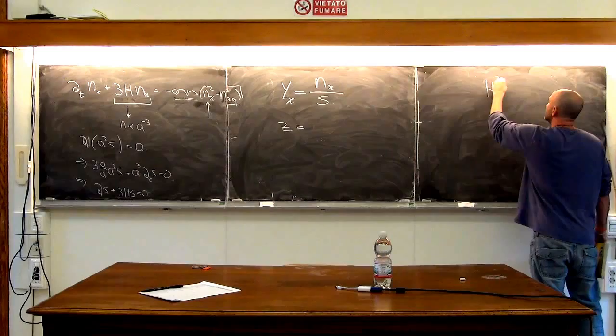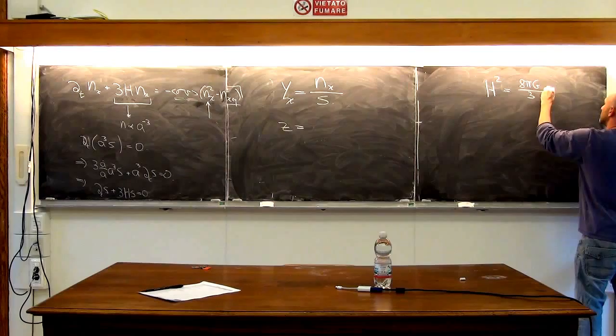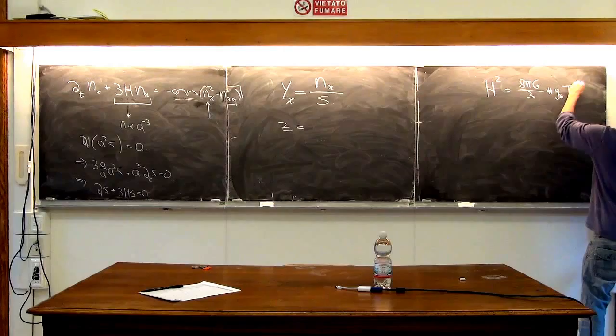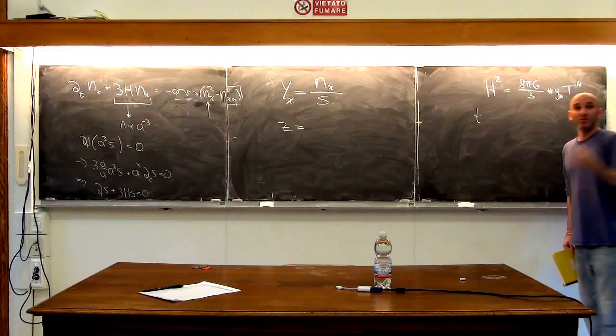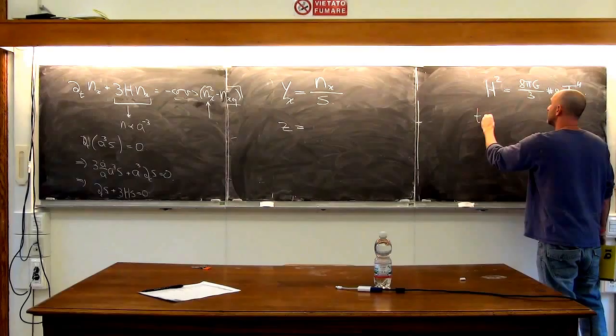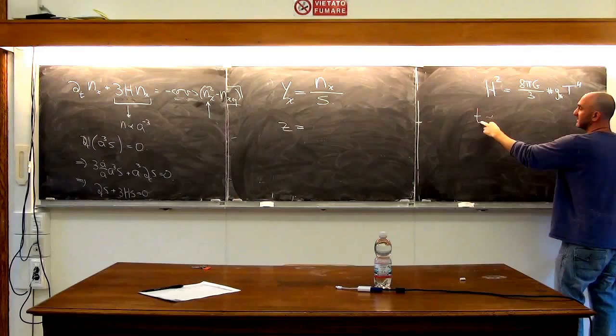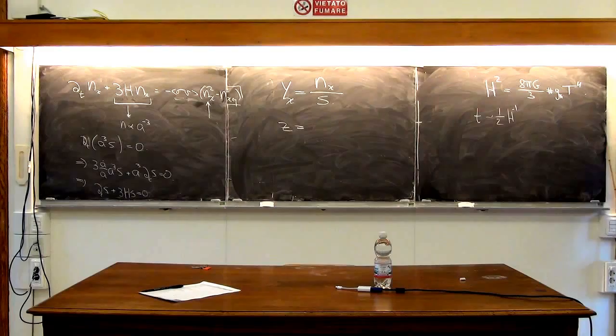But the Friedmann equation again is 8 pi G over 3 times the energy density, which I'm going to write with some numbers, times some effective number of degrees of freedom times the temperature to the fourth. Now the time scale, the age of the universe: there's only one dimensionful parameter that describes the universe, which is its age. So it's not a surprise that in a radiation dominated universe, the age of the universe is roughly H to the minus 1, with a factor of half here. So this equation relates the time to the temperature.